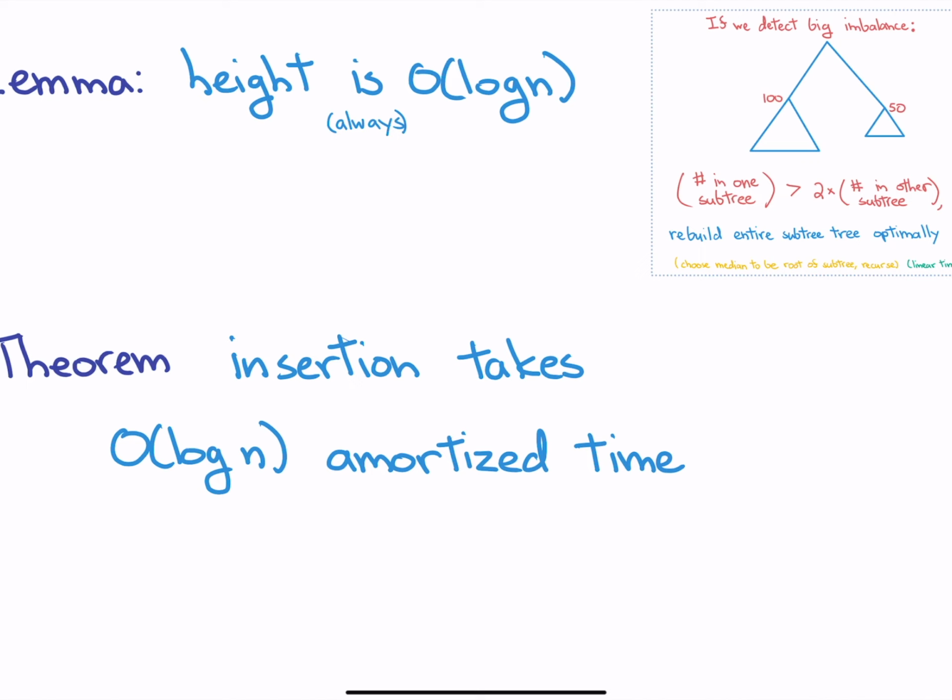Insertion: I'm just going to go down to the bottom of the tree and put the key there, and I'll update some of the tallies. And if along the way I find that some tree is unbalanced, I'll rebuild the whole thing. All right, so I'm leaving this to you guys. How can I argue that insertion takes log n amortized time?